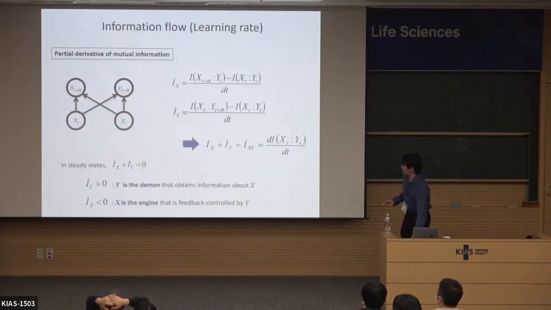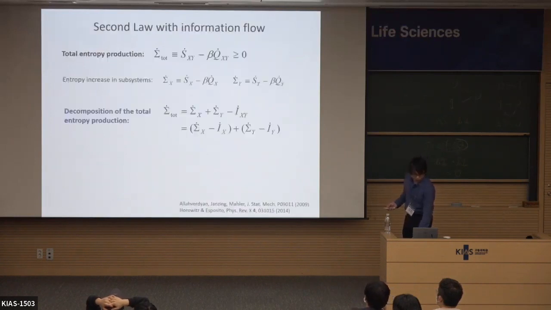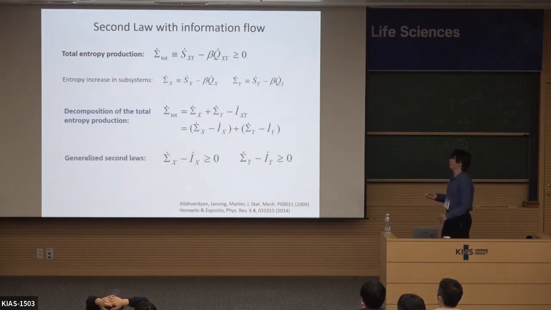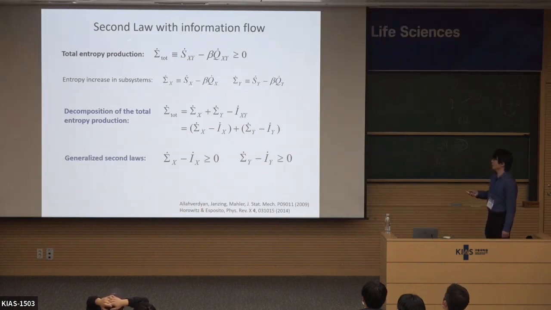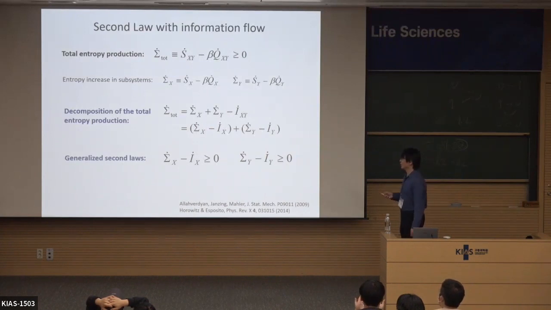Okay, so this is a kind of benefit of the concept of information flow. Another interesting property of information flow is that it gives a generalized second law of thermodynamics in the continuous time picture. Again, this is the total entropy production, and we can also define the entropy productions for subsystems X and Y. For example, the system X entropy production can be negative, or system Y's entropy production can be negative. That means that each of the subsystems does not satisfy the second law of thermodynamics alone. But if we include the information flow term, then we can recover the generalized second law of thermodynamics.